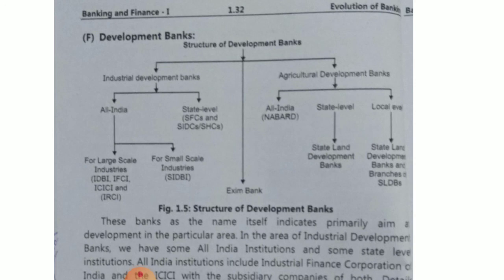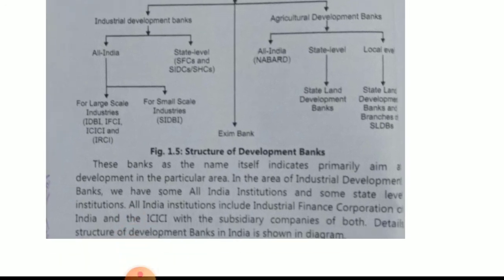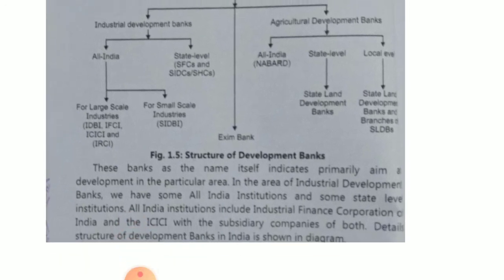Under that, at All India level you have NABARD. Okay, at state level you have State Land Development Bank. And at local level you have branches of State Land Development Banks of India. Okay, so this structure of the Indian banking system is primarily aimed at development of that particular area. It can be industrial area, agricultural area, or import export.